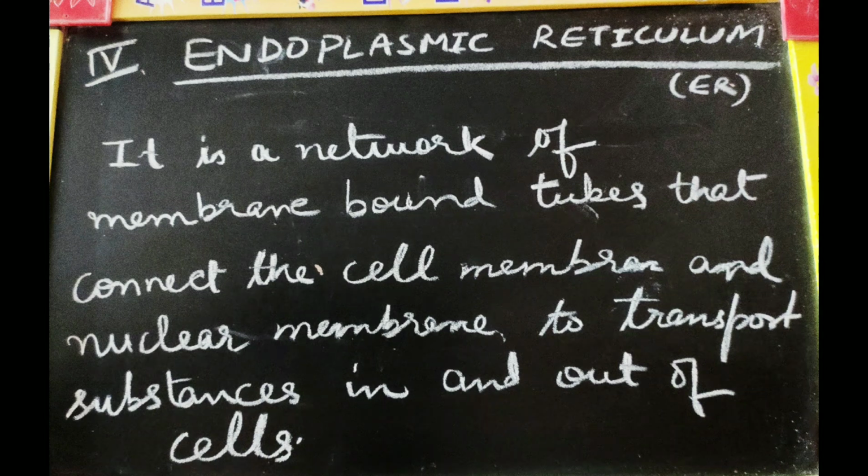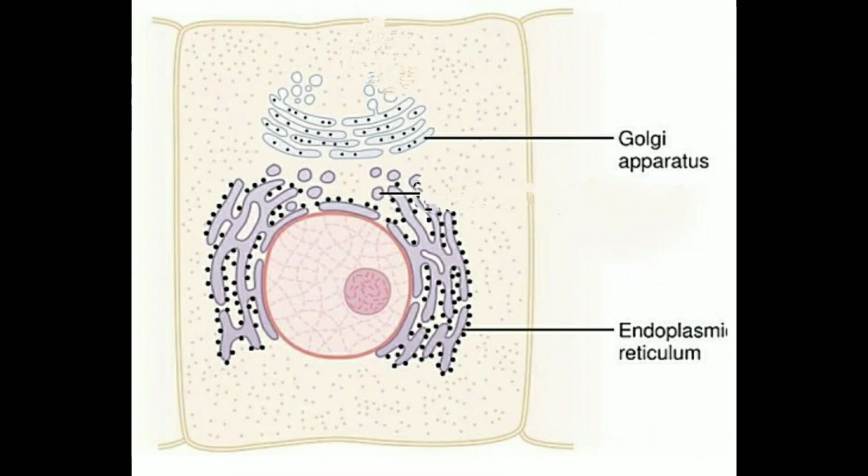The next cell organelle that we are discussing is endoplasmic reticulum. You have labeled this in the plant and the animal cell diagrams that you have drawn. It is a network of membrane bound tubes that connect the cell membrane and nuclear membrane to transport substances in and out of the cells. This network of membrane bound tubes can be seen around the nucleus.